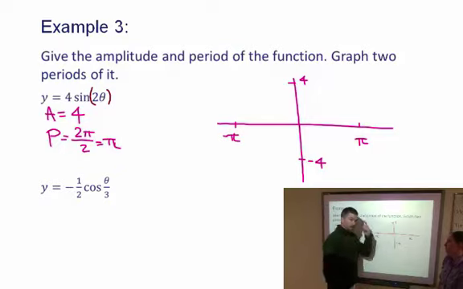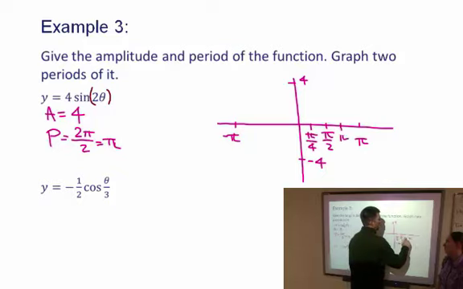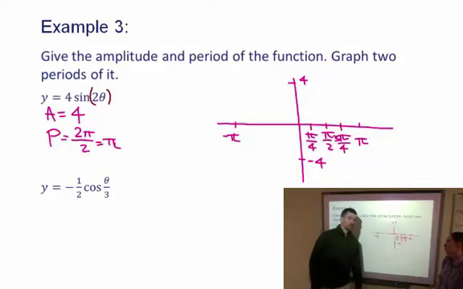So what does that mean? Think about what we just did. We divided this up into 4, so I would be halfway at pi over 2, and then halfway again at pi over 4, and 3 pi over 4. So we got these.